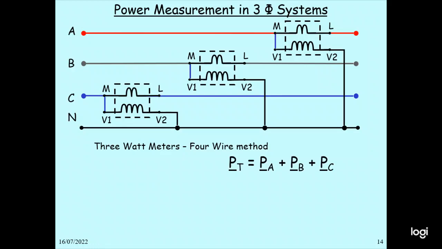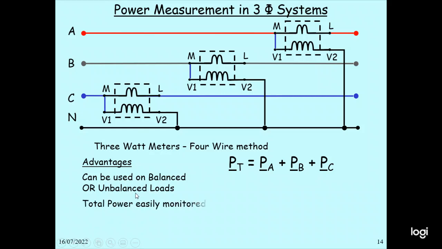Now the power measurement in the three-phase system. In this case, one meter is connected in each phase: N and L1, V1, V2 here, W2 and W3. So the total P is equal to PA plus PB plus PC. The advantage is that this is for the three meter, four wire method. It can be used for balanced or unbalanced load. Total power is easily monitored, so it is reasonably accurate.